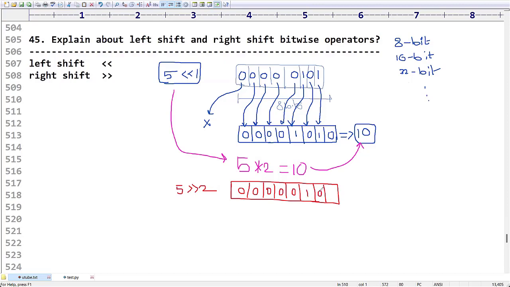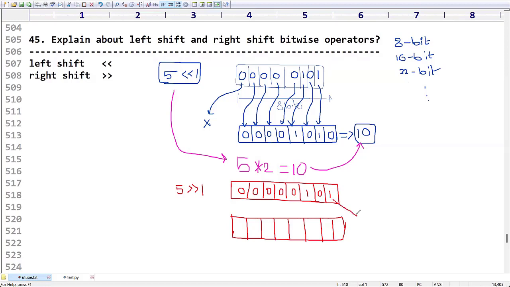This is nothing but the initial value that we have. Now we have to do 5 right shift, not left shift, right shift of how many bits? 1 bit I want to shift. So in the target, how many bits will be there? In the target also, we are going to have 8 bits. First bit, second bit, third bit, fourth bit, fifth bit, sixth bit, seventh bit, eighth bit.